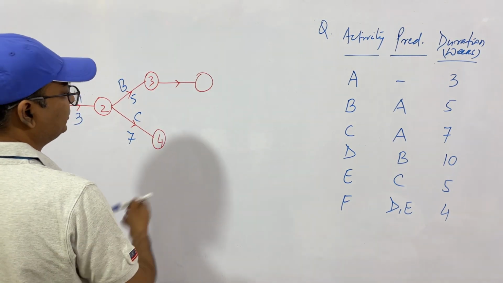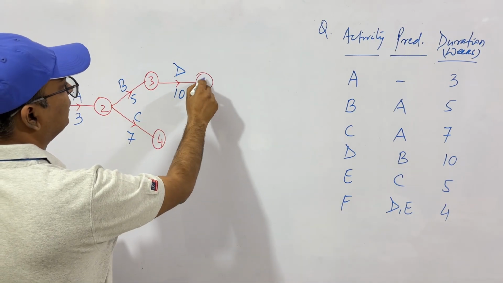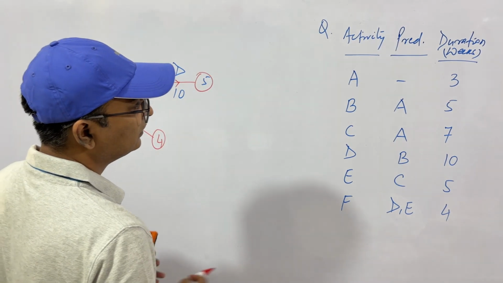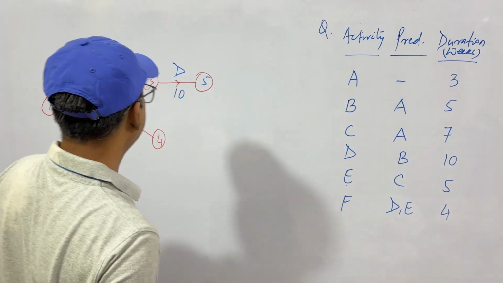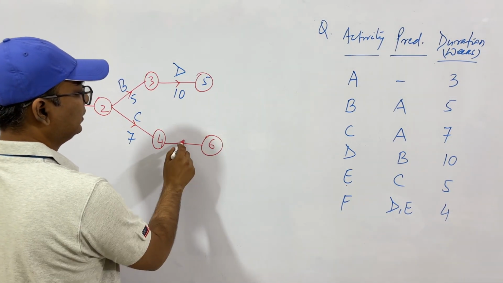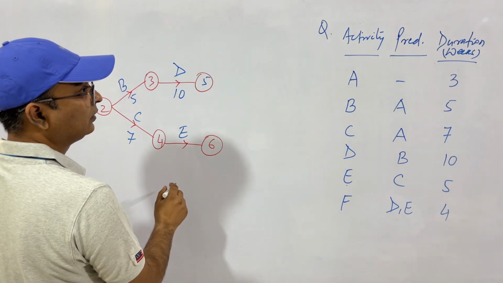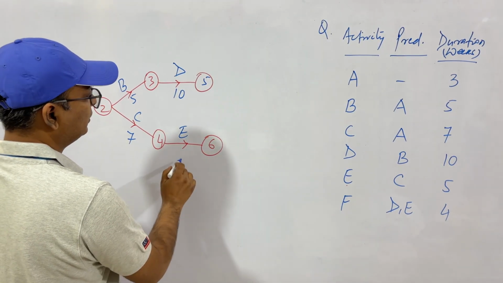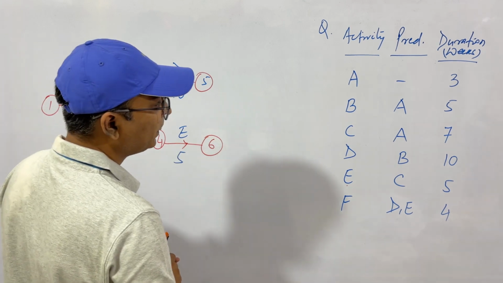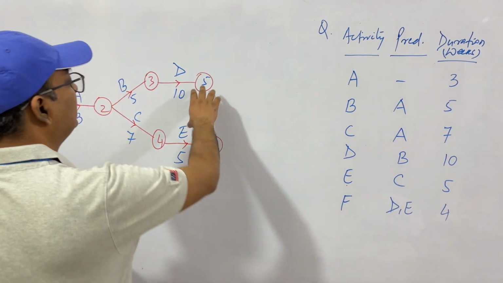This is D and the duration is 10 weeks. Then is E. E is when C ends. So C ends here, okay, so this is E. This takes 5 weeks. Okay, and then you have finally F, which is after D and E.